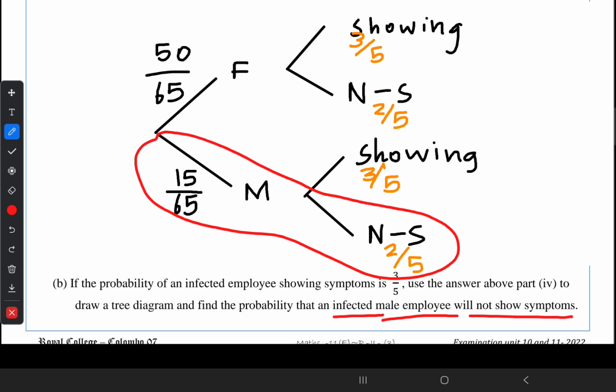Infected male employee means 15 upon 65 multiplied by not showing symptoms, 2 upon 5. Let's simplify this. 5 and 15 simplify 1 time, 3 times, and thereafter we cannot simplify anything else. 3 times 2 is 6 upon 65. This would be the final probability for our question.